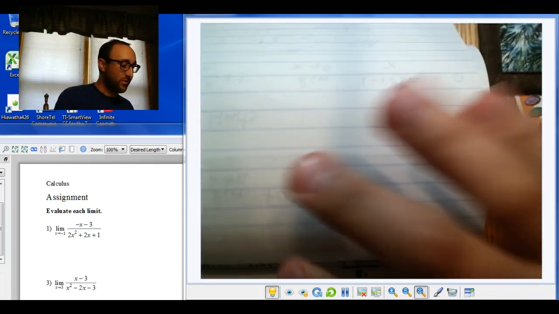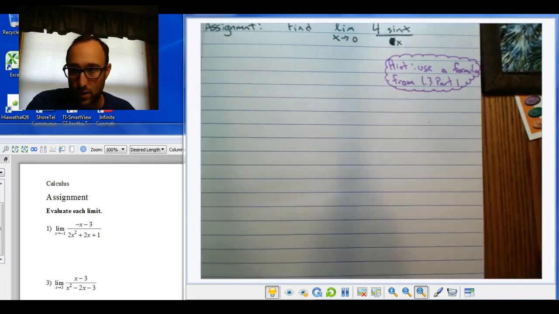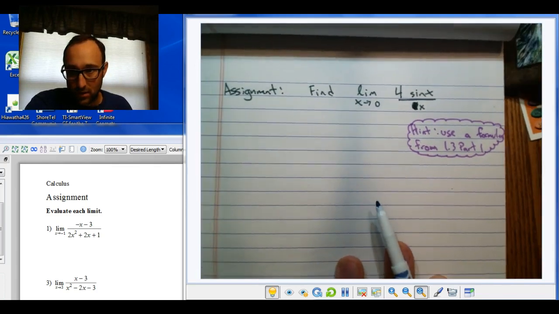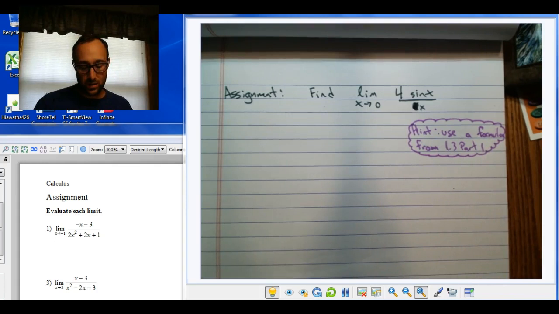Okay, good. Here's your very quick assignment. Find the limit as x approaches 0 of 4 sine x over x. And there we go, that's a little bit better. Sorry again. Hint: use the formula from 1.3 part 1. There's something in there that might help out just a little bit.